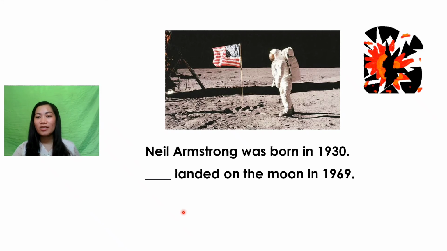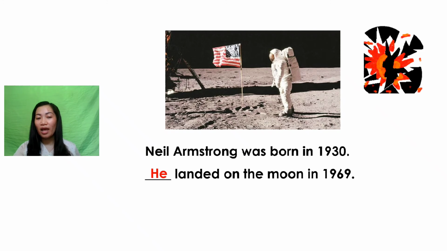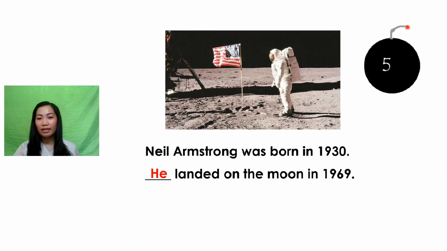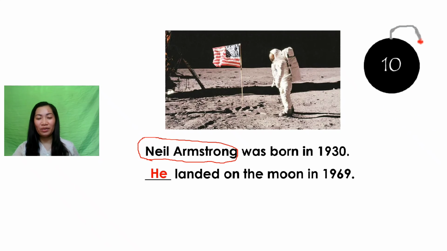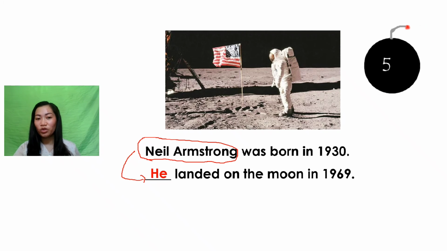Okay, so what should be the answer here? Yes, if your answer is he, because our subject is Neil Armstrong. Again, our subject is Neil Armstrong. We are referring to Neil Armstrong, right? So in the second sentence we will use he. He here is referring to Neil Armstrong. Alright, if your answer is he, then you're correct.